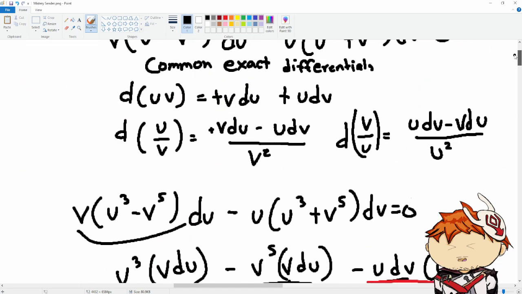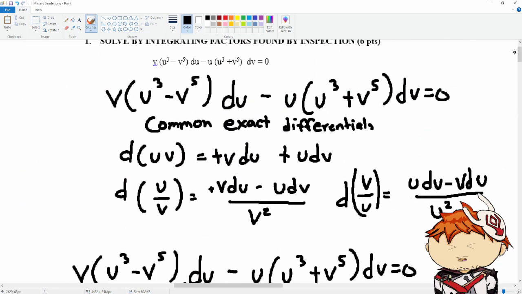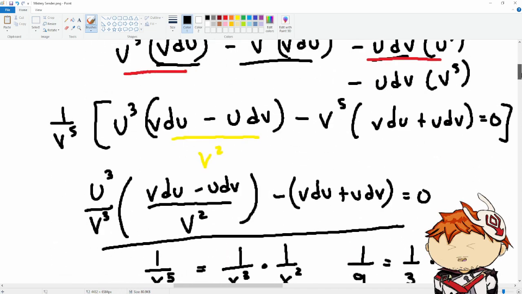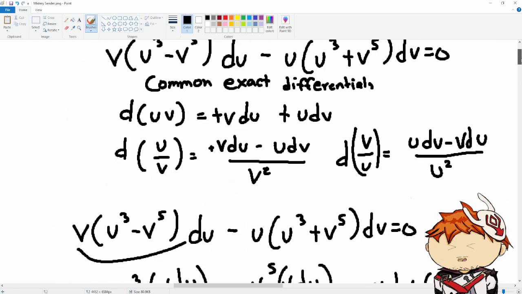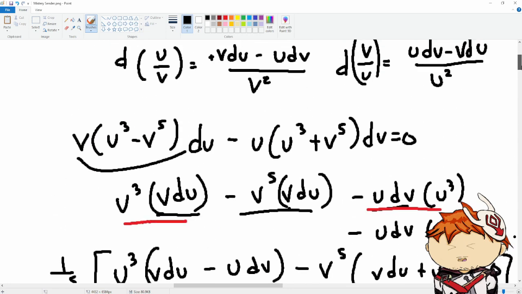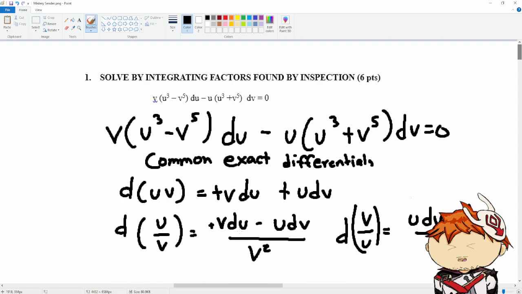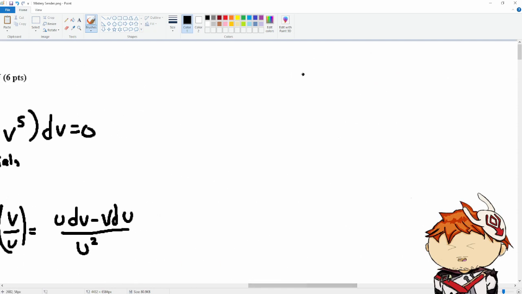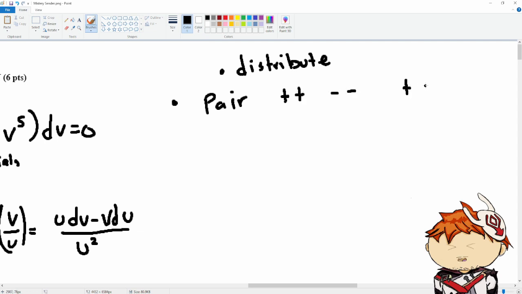That's for inspection. Once you determine the exact differential, it's easy because the common exact differentials are easy to integrate. The problem is determining the exact differential. Will you notice the u cube over v cube? Will you notice the positive and the negative? It takes time. My hint for inspection is: distribute, then pair. After distributing, pair the positive and negative terms.